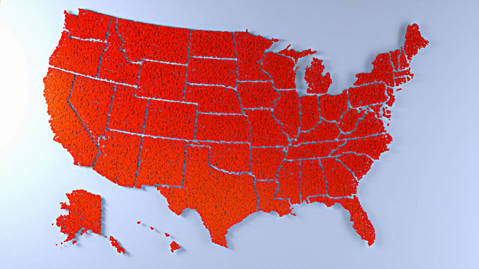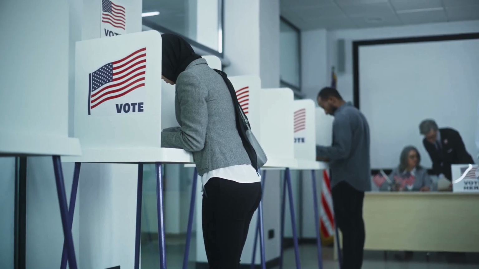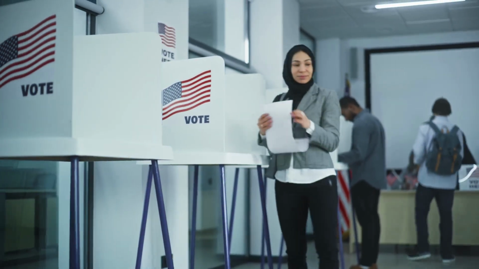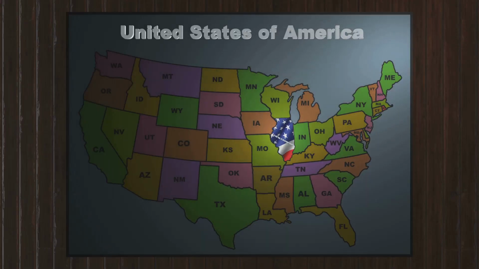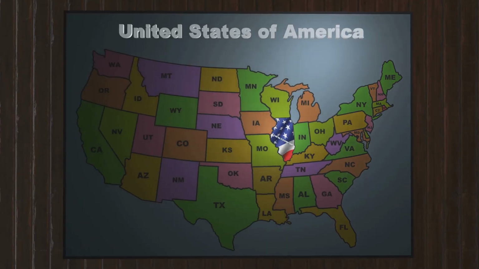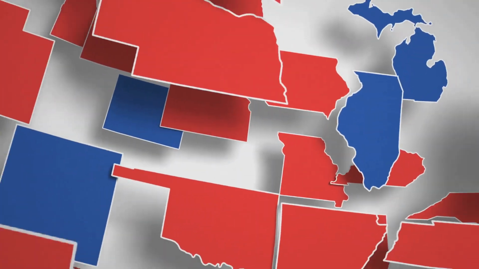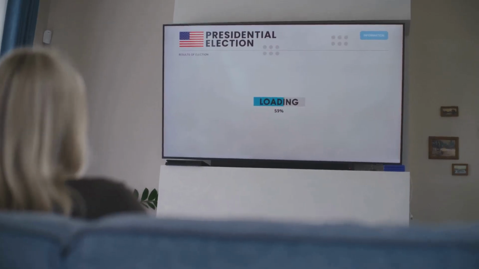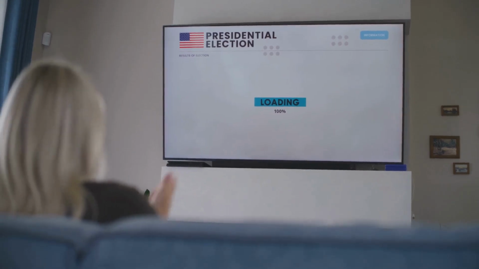Time to talk about the Electoral College. Instead of directly electing the president, Americans vote for electors. Each state gets a certain number of electors based on its population. In most states, it's a winner-take-all system. This can lead to bizarre outcomes like winning the popular vote but losing the election.